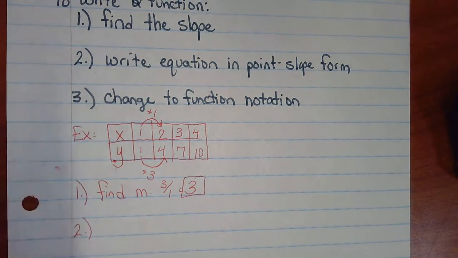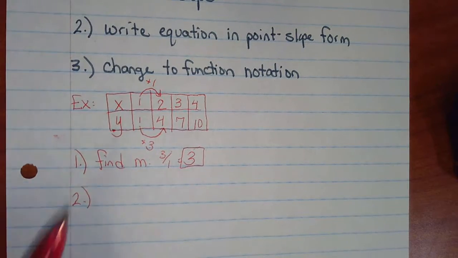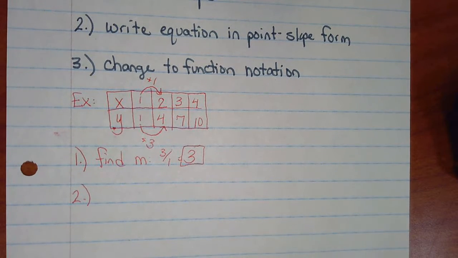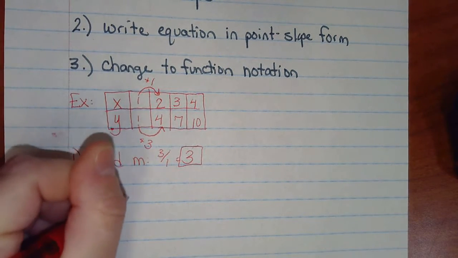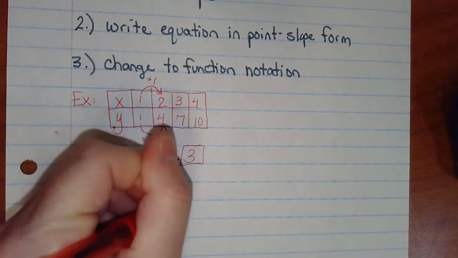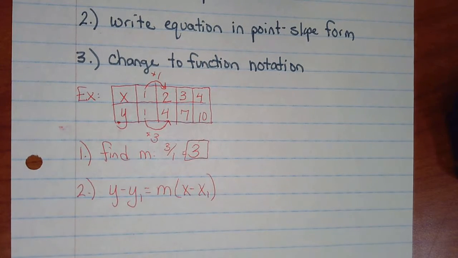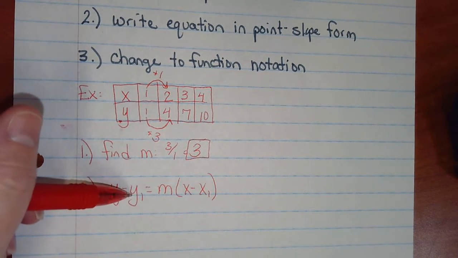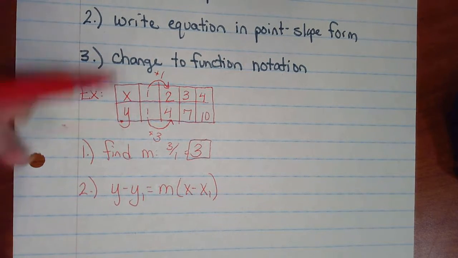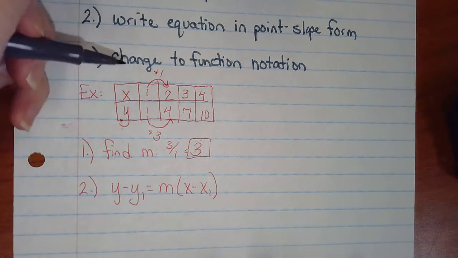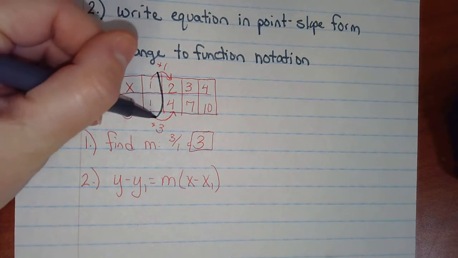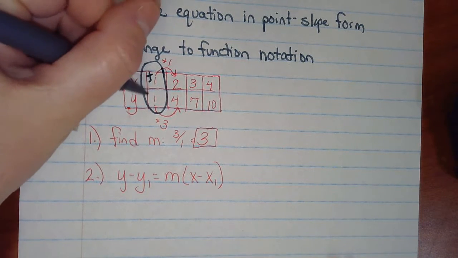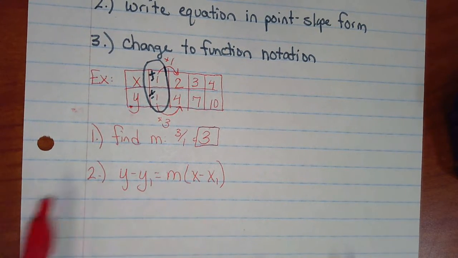Once you have found your slope, now you need to write it in point slope form. That's where you're going to need to pick one of these points. So either (1, 1), (2, 4), (3, 7), (4, 10), whichever one is your favorite. Point slope form is y minus y1 equals m times (x minus x1). So we know m, and we can figure out what an x1 and a y1 are. Just for the sake of argument, and because I like to use the first numbers in my table, I'm going to use (1, 1). This is my x1. This is my y1. And that's what I'm going to plug in here.